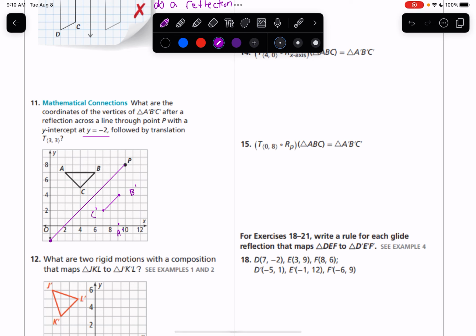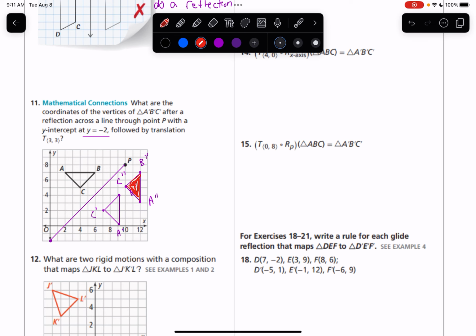We're not done yet, right? Because this was a 2-step. But this is the beginning of it. And then we say followed by a translation of 3, 3. So over 3, up 3 for every point here. So we can just take B prime, go over 3, up 3. There's B double prime. And then C prime, go over 3, up 3. There's C double prime. And A prime, over 3, up 3. There's A double prime. And we can show the actual final placement of our shape. All right, so that's where we will end up, right here.